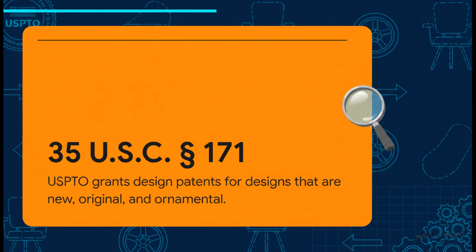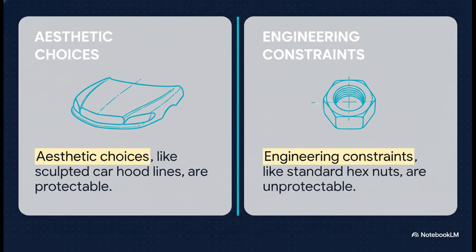A design patent strictly protects how an article looks, not how it works. You have to understand the contrast here. Just because a product is highly functional, like a smartphone or a sculpted car hood, doesn't automatically disqualify it. If your design could have taken on dozens of different forms and you chose one specific layout for aesthetic reasons, that's protectable. But if the shape is dictated entirely by engineering constraints, take a standard hex nut, for example, which only looks that way so it can function properly, well, that's unprotectable.